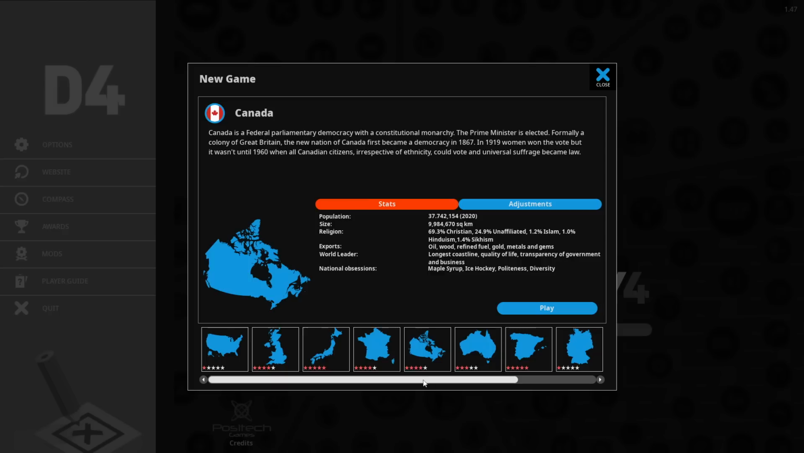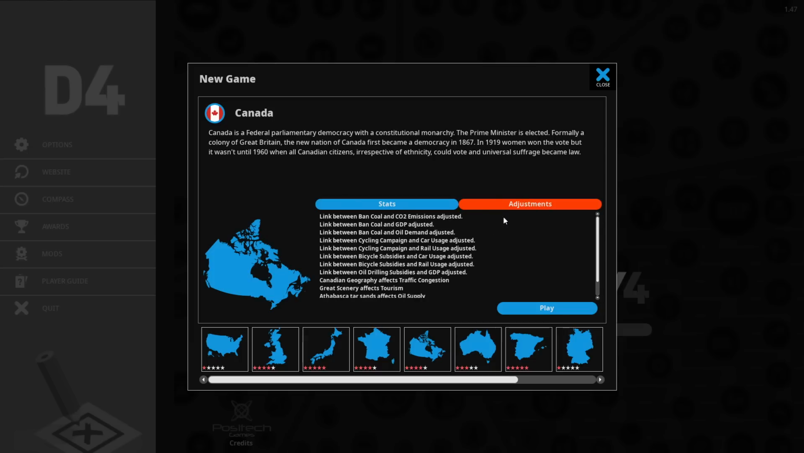We're going to play as Canada today because I'm Canadian, and I thought that might be fun to talk about. So we get a little bit of a description of our country over here. We get some statistics, including national obsessions: maple syrup, ice hockey, politeness, diversity. Sure. Yeah, I mean, Canada's got some issues, but I appreciate that Positech has put a positive spin on Canada over here. I suppose it's better than some places. Sure. But anyway, we've got adjustments over here.